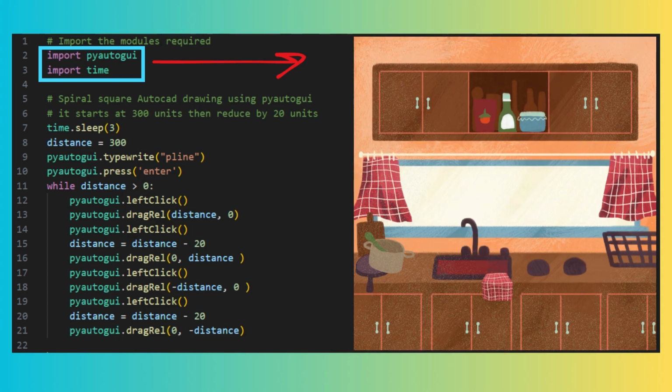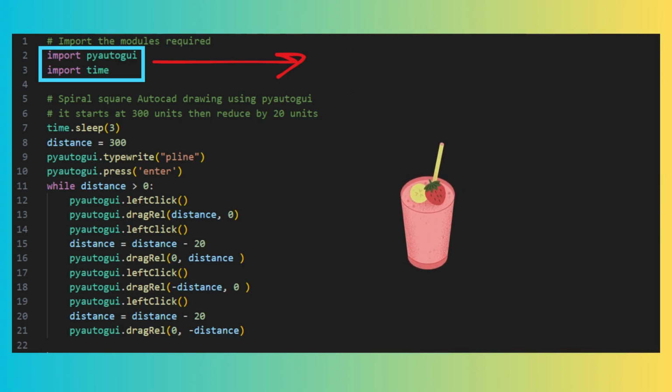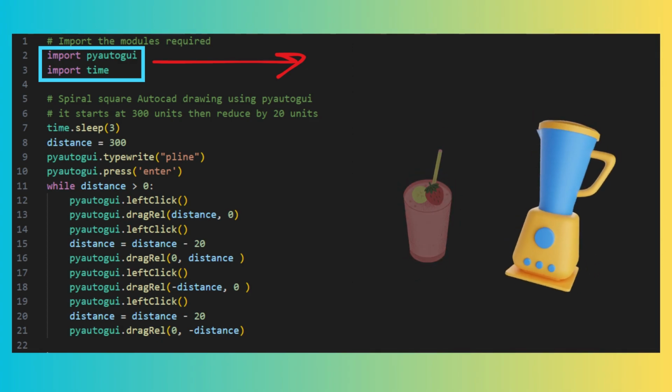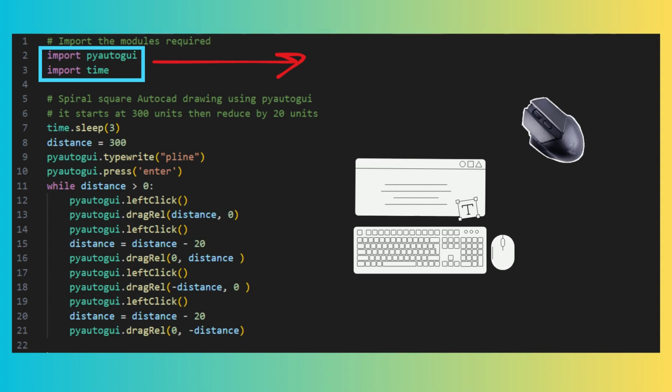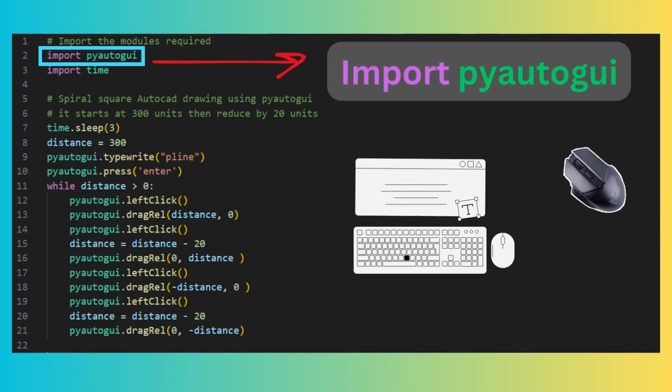Imagine a Python program as a kitchen. Importing is like bringing in a kitchen appliance or a tool that isn't part of the kitchen by default. For example, if you are asked to make a smoothie, you need a blender. In Python, if you need to control the mouse and keyboard, you import a tool called pyautogui.